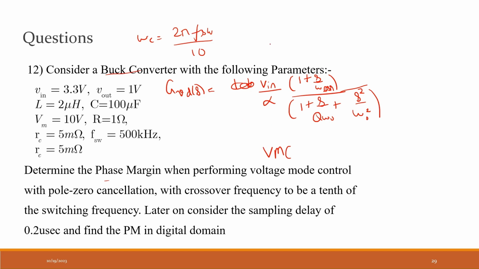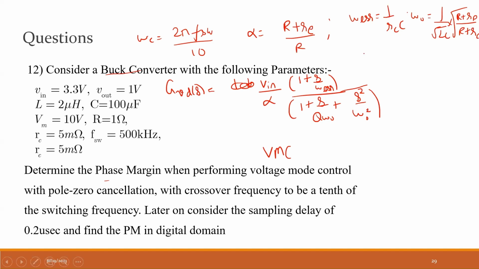My alpha is given by (R plus R equivalent) upon R. My omega ESR is given by 1 upon RC into C. My omega naught is equal to 1 by root LC into the square root of (R plus RE) upon (R plus RC).